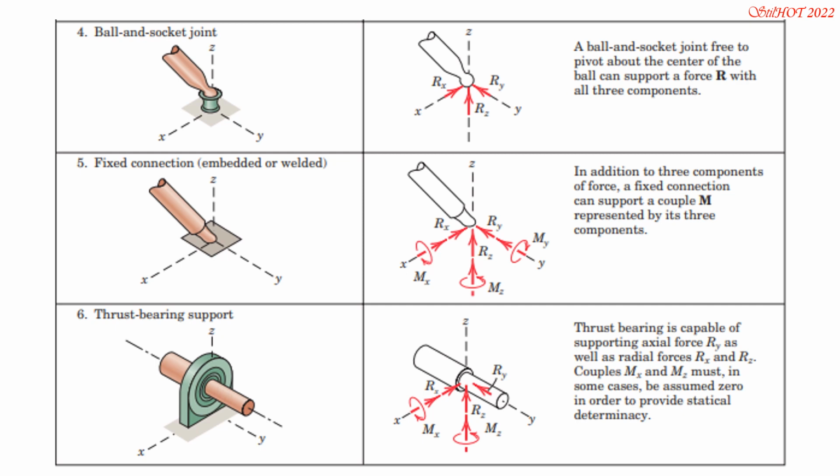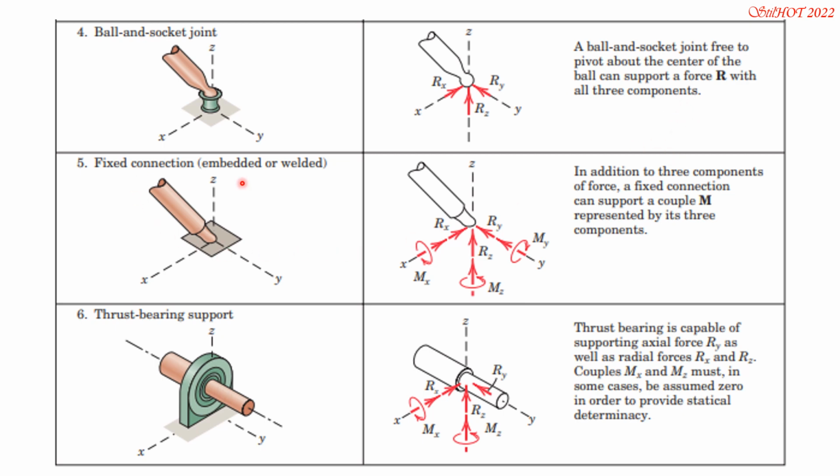Next, ball and socket joint. So we have here three force components for a ball and socket joint, but it's free to rotate about X, Y, and Z, so no couple present.